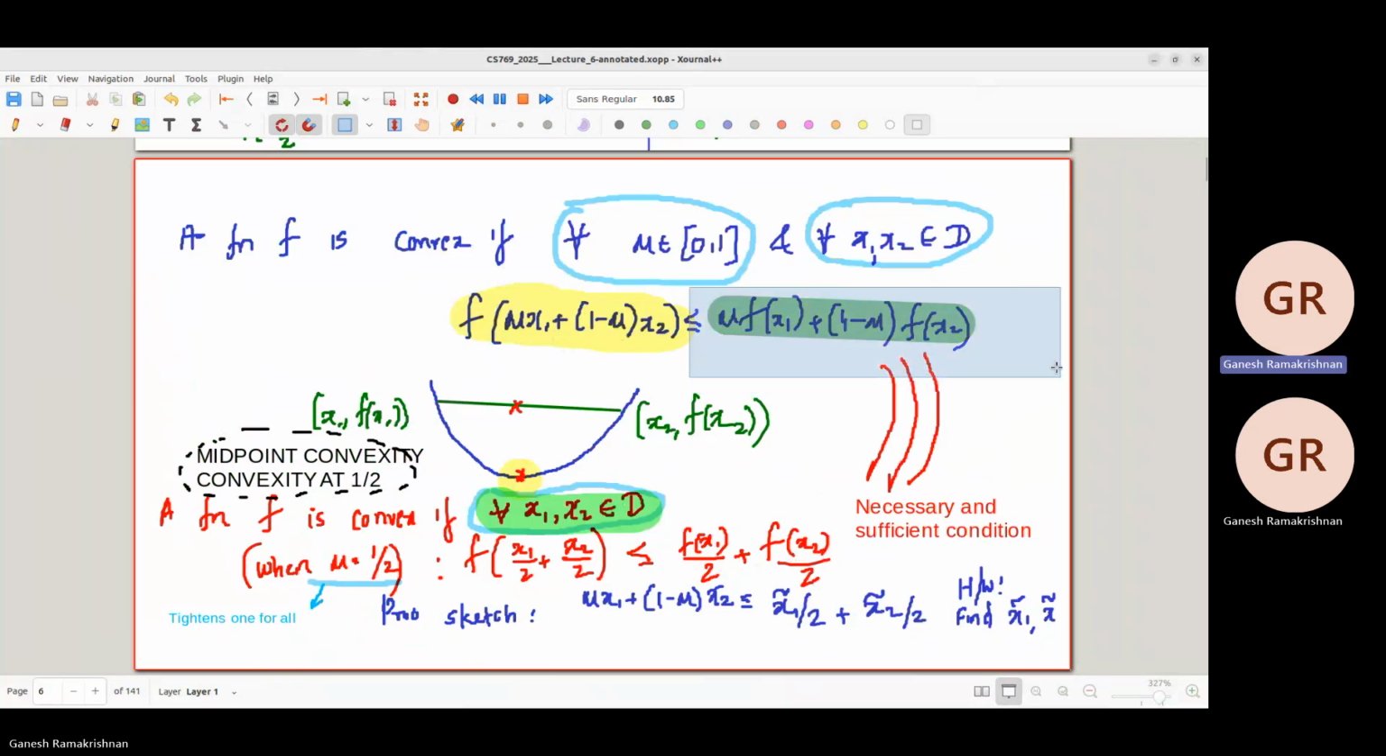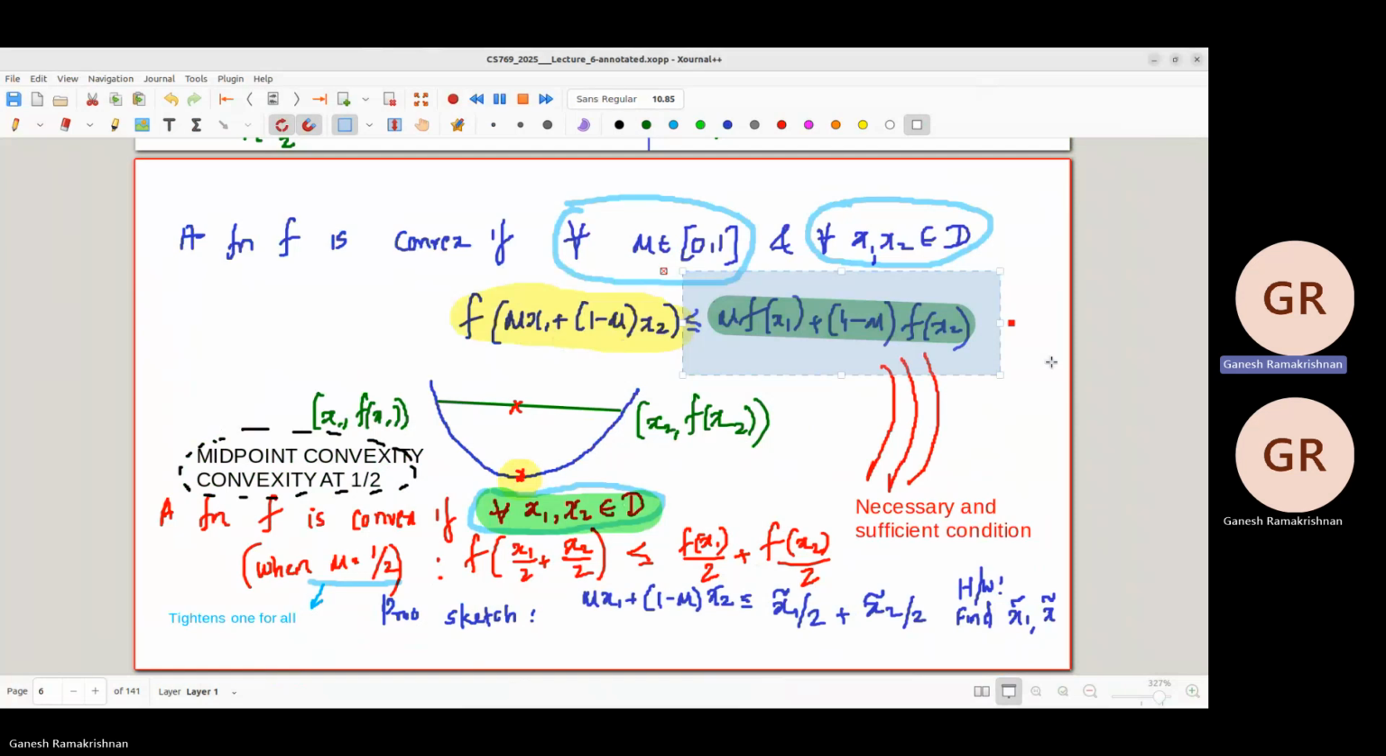How does that help show this correspondence? Mu f of x1 plus 1 minus mu f of x2. One step is pending, right? Even if I find that x1 tilde and x2 tilde, how would I show this inequality? I can substitute for the argument on the left hand side. But then I need to show that this inequality holds for x1 tilde, x2 tilde. So I have to show that the right hand side is less than or equal to mu f of x1 plus 1 minus mu f of x2.